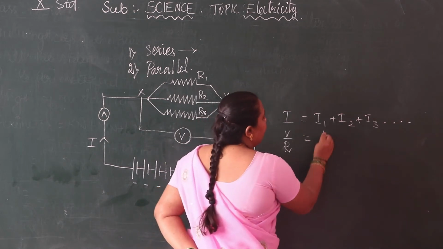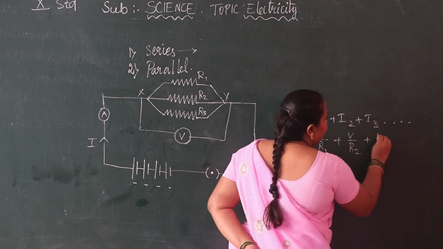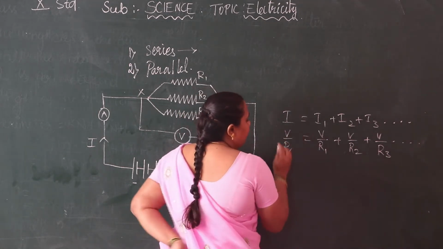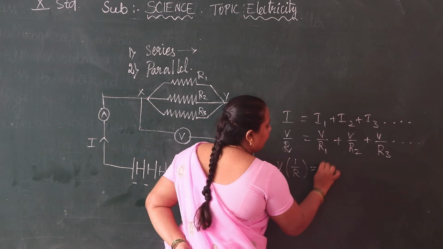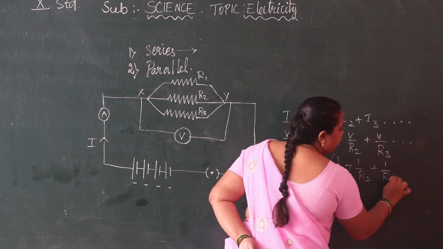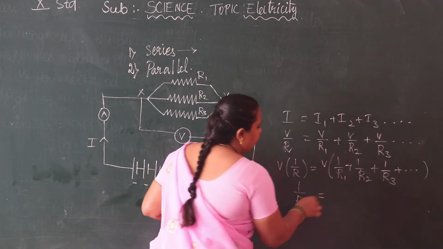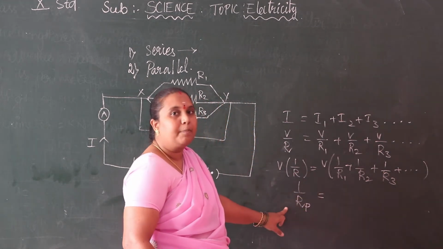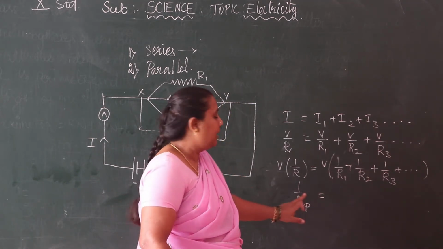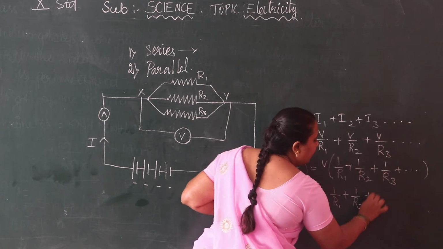So here we have V by R1 plus V by R2 plus V by R3, etcetera. Now let us take V outside. V into 1 by R equals V into 1 by R1 plus 1 by R2 plus 1 by R3 plus etcetera. So here we have 1 by R, the resistance, that is Rp, 1 by Rp. P is denoted as parallel. So 1 by Rp equals 1 by R1 plus 1 by R2 plus 1 by R3.